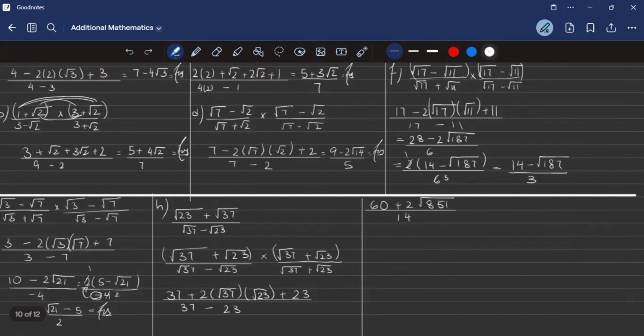So 60 plus 2√851 divided by 14, we take out the common of 2: 2 as the common, 30 plus √851 divided by 14. Now 2 ones are 2, 2 sevens are 14, and your final answer would be 30 plus √851 divided by 7. And that's it for question number 3.